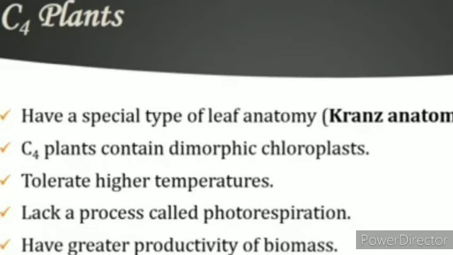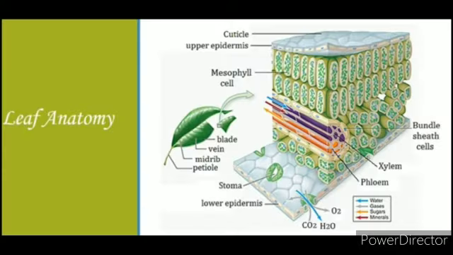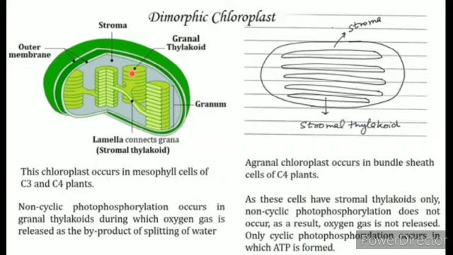They have a special type of leaf anatomy, which for the C4 plants is called Kranz anatomy. C4 plants contain dimorphic chloroplasts, tolerate higher temperature, lack a process called photorespiration, and have a greater productivity of biomass. Now the leaf anatomy, check in the picture. Next up, the Kranz anatomy is called the wreath.